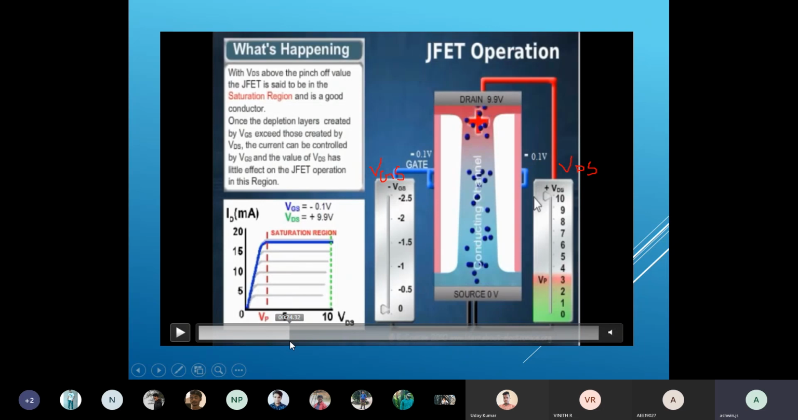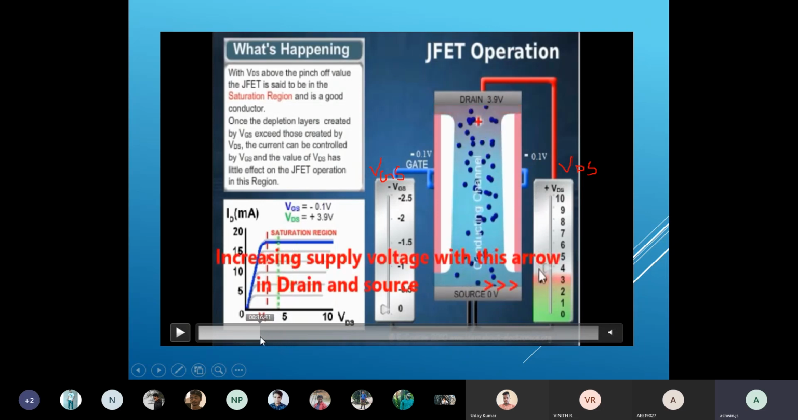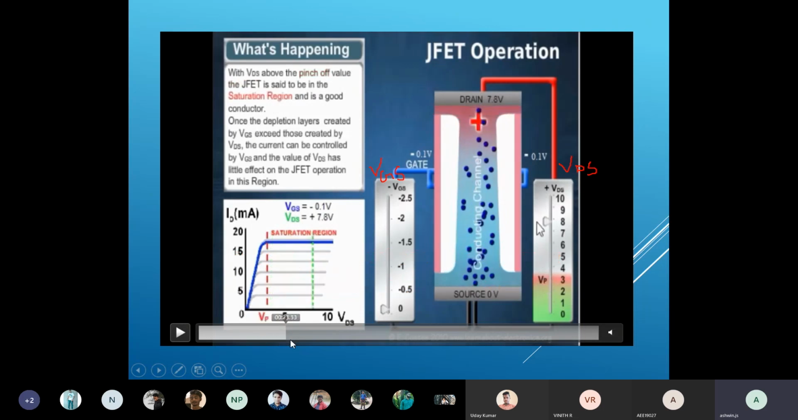This is due to the depletion layer occurring. So the constant region from here to here, the straight line, is what is called your saturation region. So far VGS is 0. All of you clear about this?